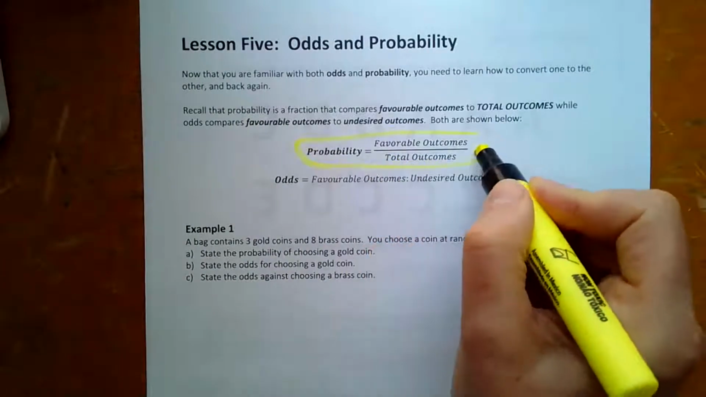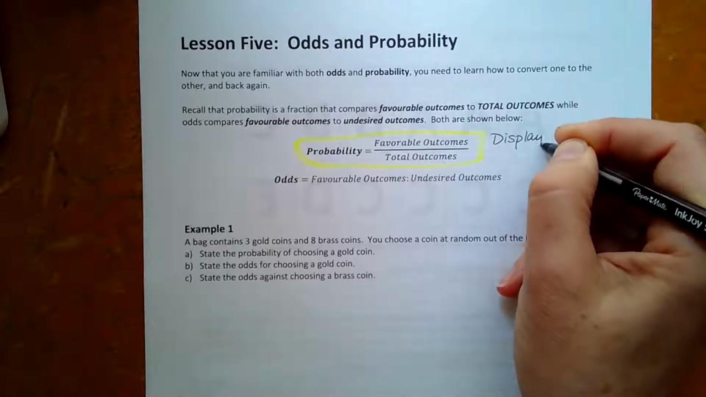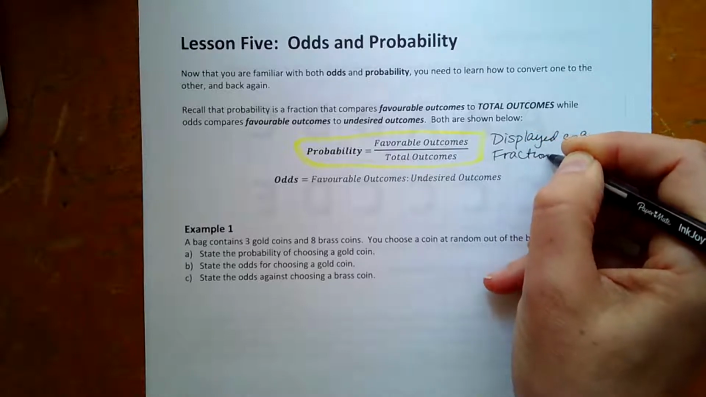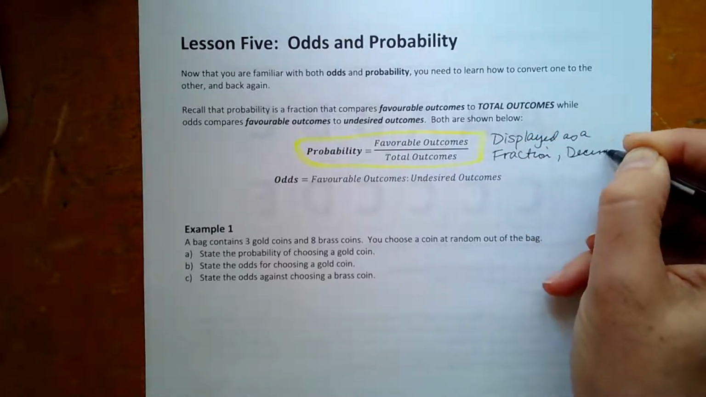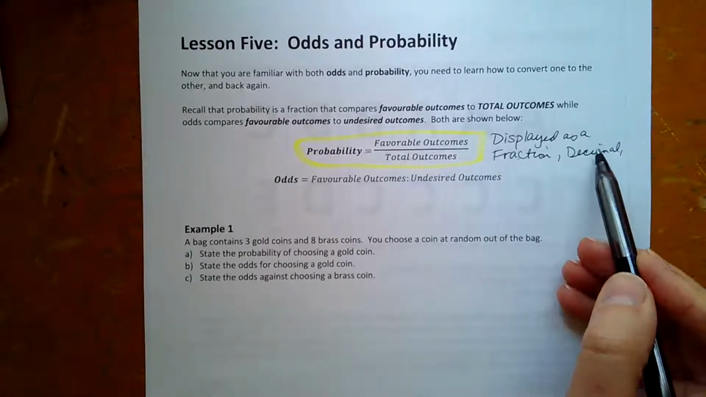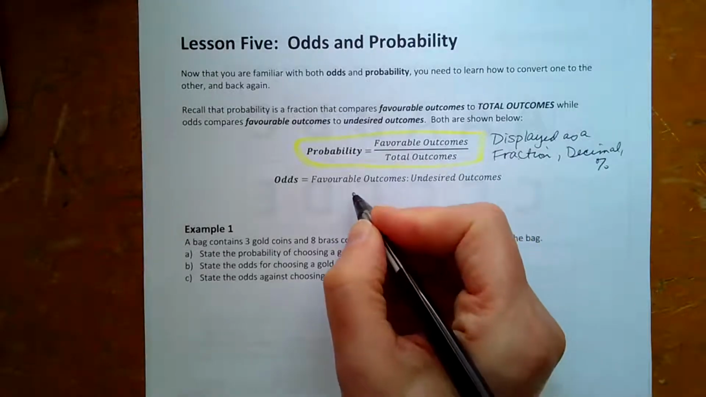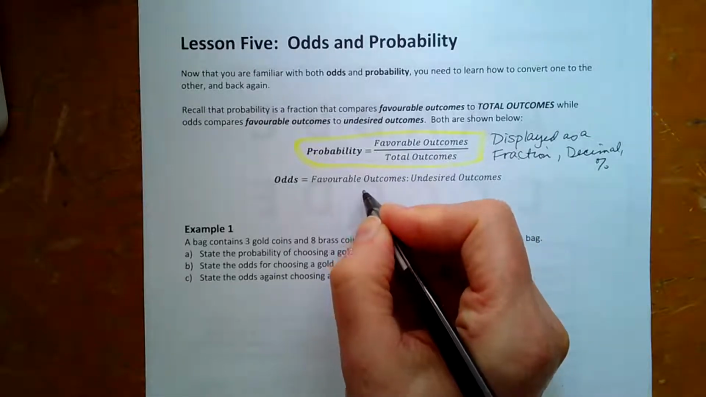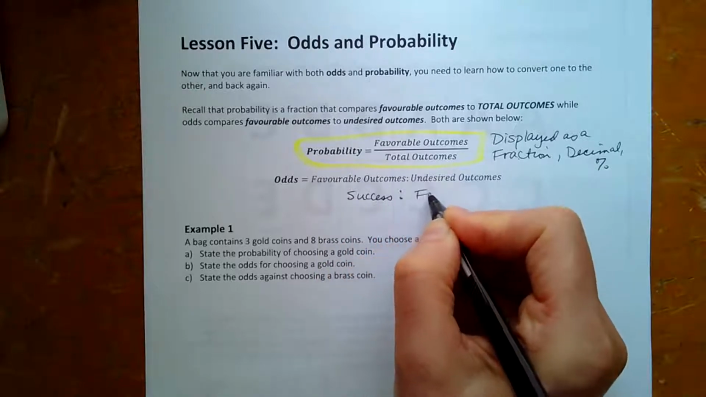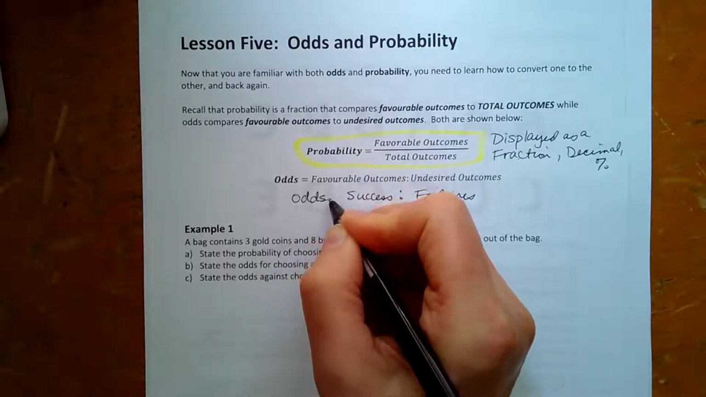Notice the difference, right? This is displayed as a fraction, which can be turned into a decimal or a percent, right? So it's one fraction, one decimal, one percent. Here, odds are just a number against a number, right? Success compared to failures. That's another way that we can express what odds are.